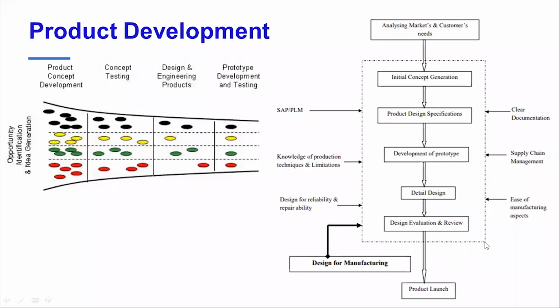Again, you design for manufacturing, design for excellence, design for assembly, you might have heard. Okay, so all these processes are used to get your final product. And then there'll be final testing before you really ship it to the customer, or you launch it in the market.